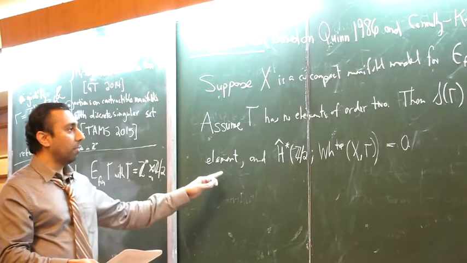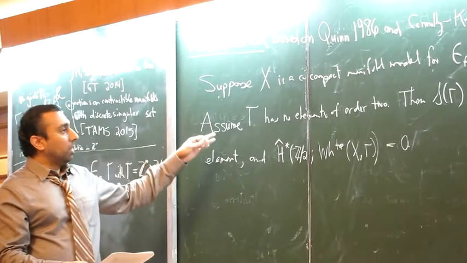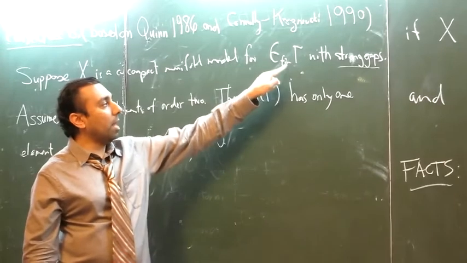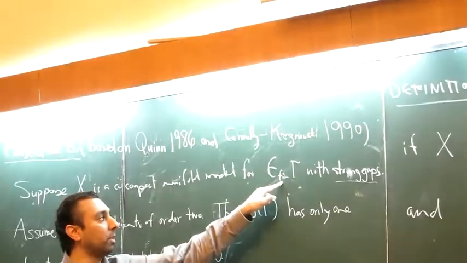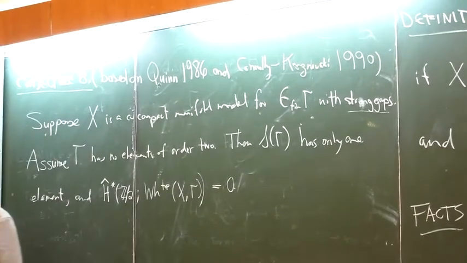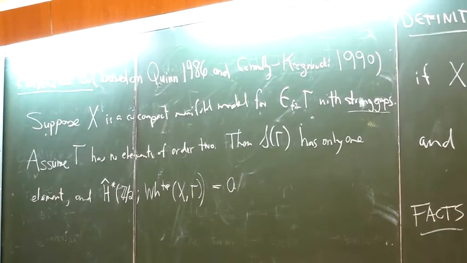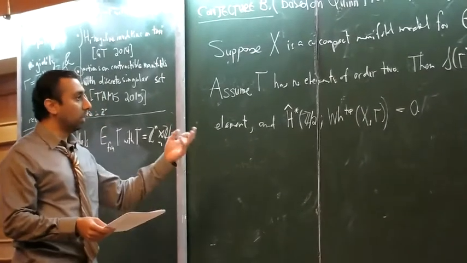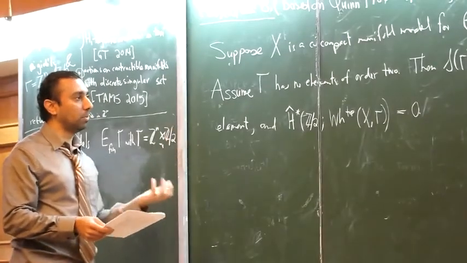So again, in particular, if gamma has no torsion, is torsion free, then you get the Borel conjecture. So it's a generalization of the Borel conjecture. This will allow for some stabilizers, finite stabilizers. And there's only one such manifold model up to gamma homeomorphism.